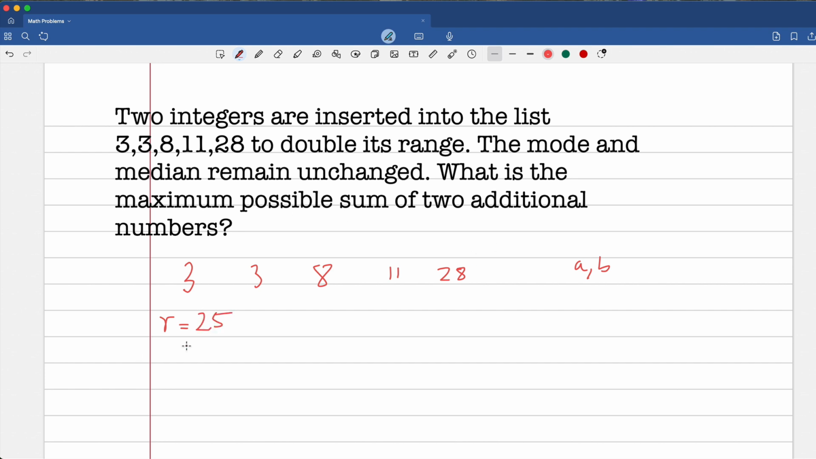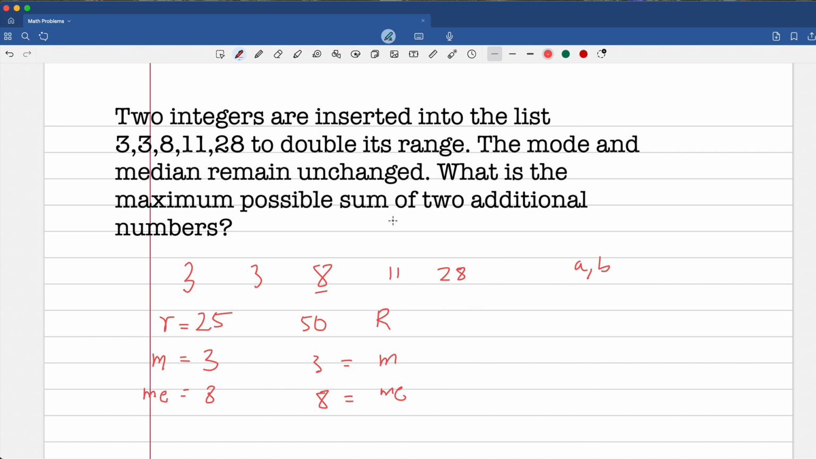The mode of the current set of 5 is the number that's repeated often, which is 3 and 3. And the median, which is the central number, is in this case 8. And you want to change this to a different range, but the same mode and the same median. So the mode is still 3, the median is still 8, but the range needs to double. It needs to become 50. This is what you want to do.